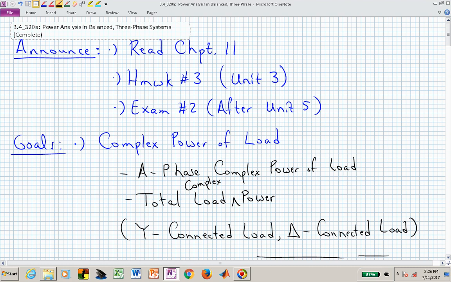And we will look at computing the complex power of the A phase for a Y-connected load and a delta-connected load, and hopefully it will be clear what we're doing. But in both cases, we have to worry about keeping track of the A phase voltage and the A phase current at the load. And those can be different depending on what kind of wiring we have at the load, whether that's a Y-connected load or a delta-connected load.